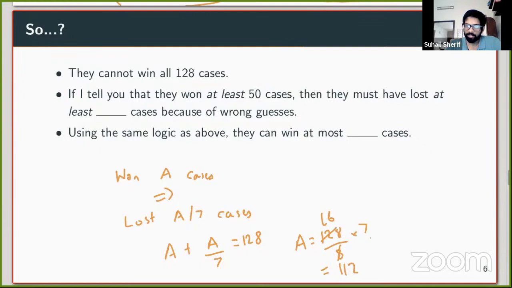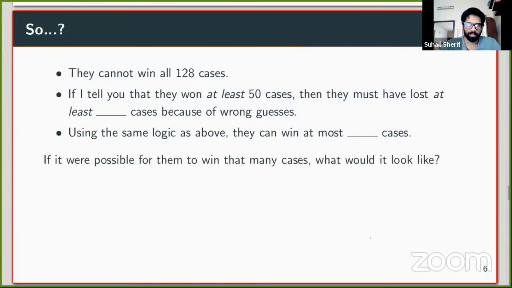If they've won 113 cases, then they've lost at least 17 cases, which is not possible because that's just too many cases. You don't have that many cases. So it's impossible to win more than 112. We don't know if it's possible to win 112 yet. All that we know is that if anything, it's at most 112. And this is the crux of the solution to the puzzle.